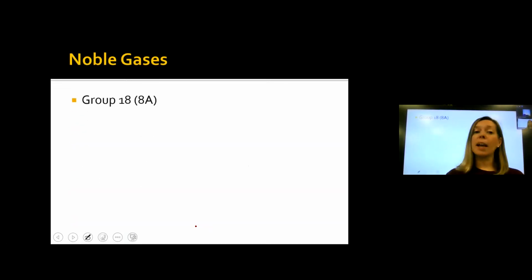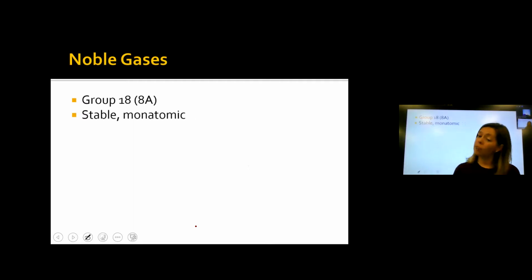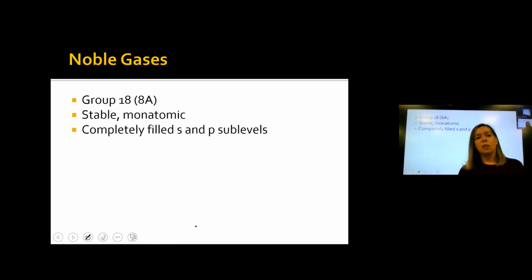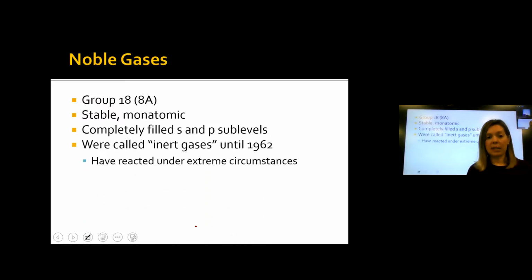All right, our noble gases, group 18 or 8A. We know a lot about our noble gases. We know that they are pretty much unreactive because they have a full valence shell. So they will exist as monatomic atoms, meaning that they stay by themselves. And they have completely filled S and P sublevels, making them very stable.